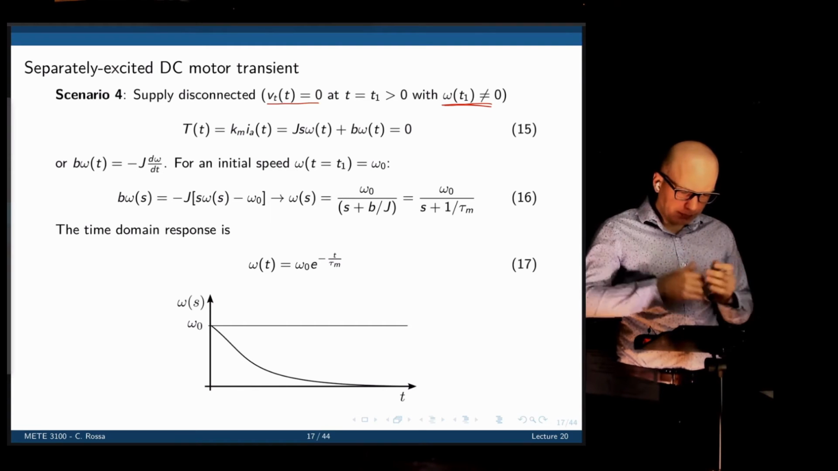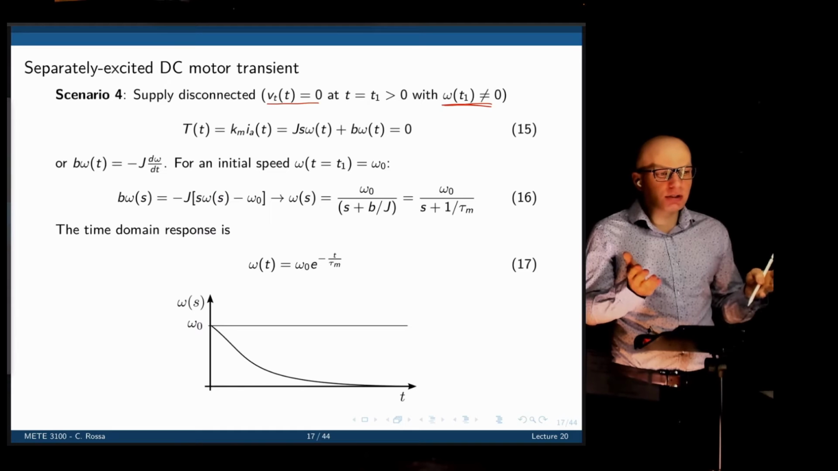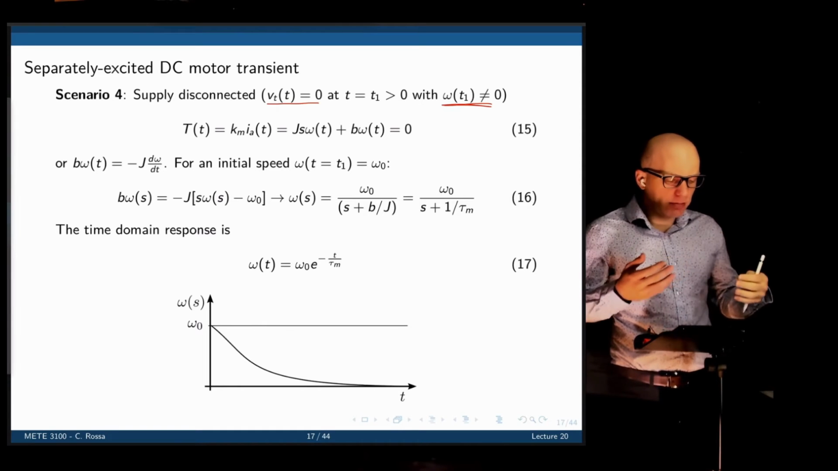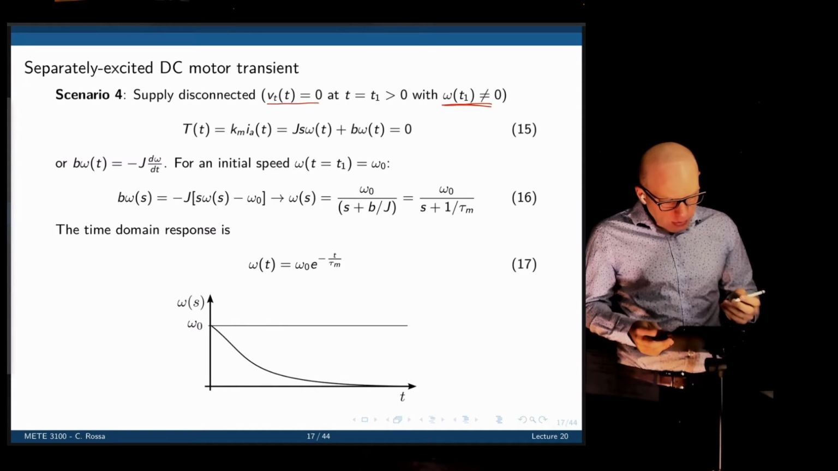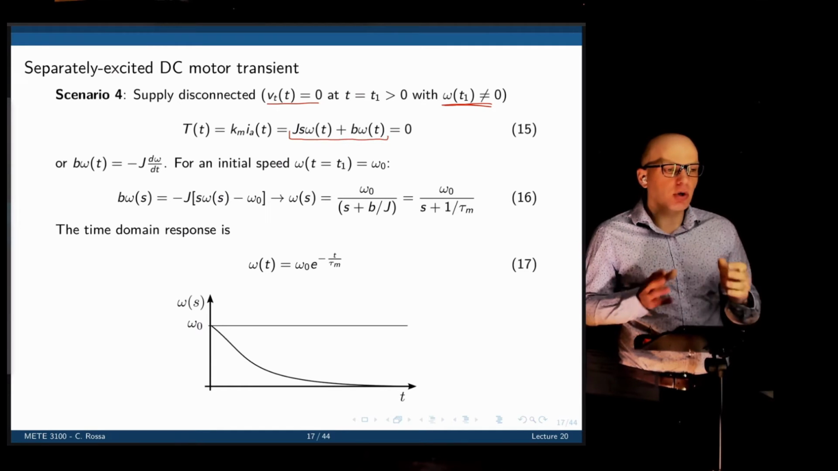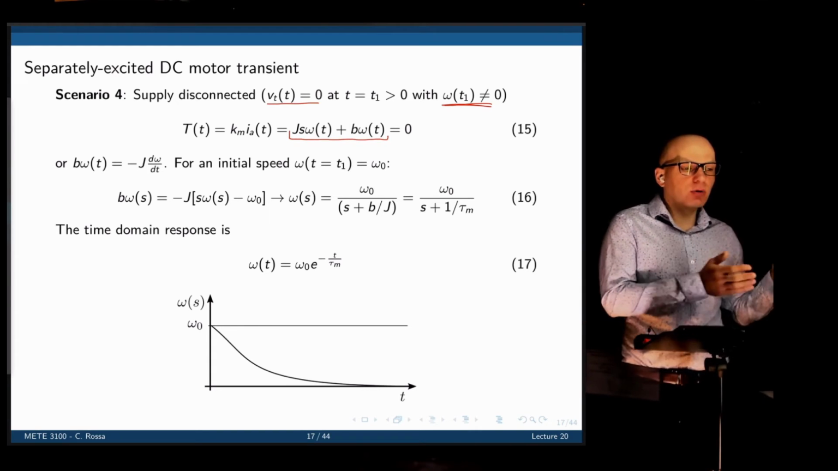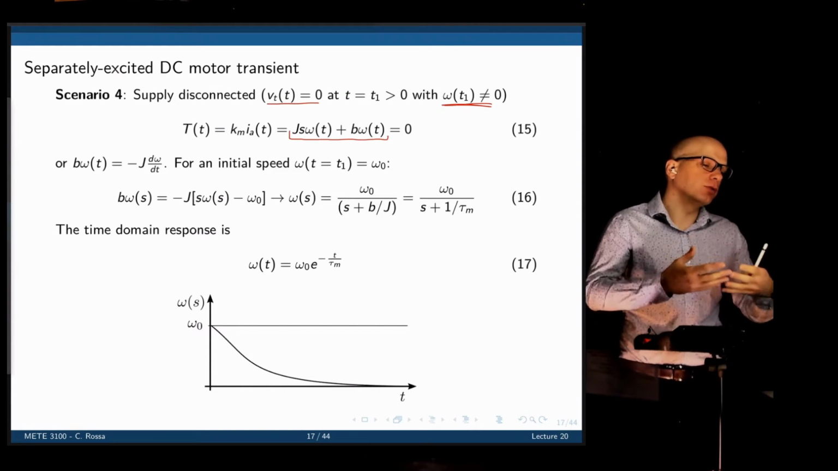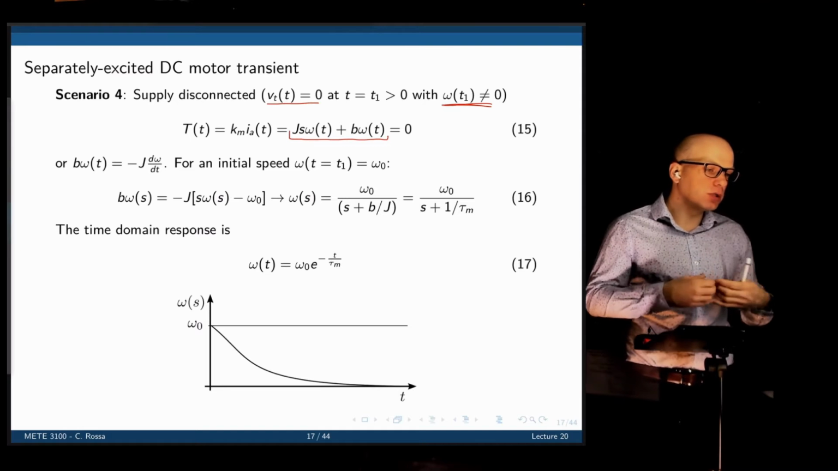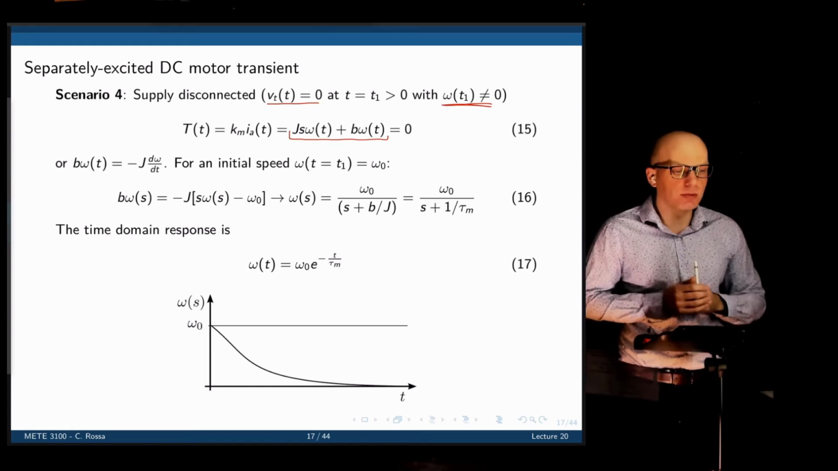So the current, we are opening the circuit, so the current needs to become zero immediately. We can now equate the zero torque to the sum of all torques. This is all the torque developed in the motor, inertia plus friction, and that is now equal to zero because we set the input voltage to zero, we set the current to zero, the torque applied by the machine to this inertial and frictional load also becomes zero.